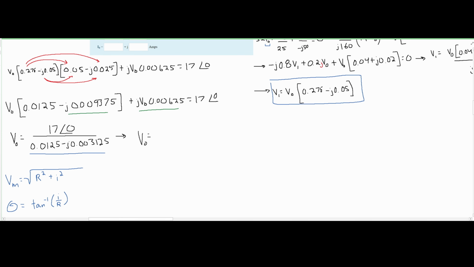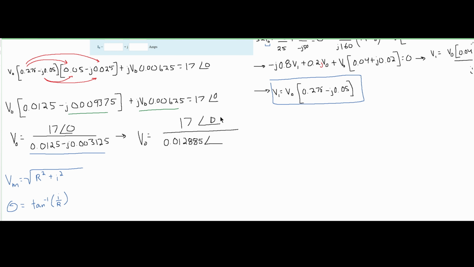We're going to have our V0 is equal to 17 with our 0, and this is over, currently, if we did our Vm, it's going to give us 0.012885. Remember, these numbers are super important. Don't just round them here because we still have a lot left to go. And now we're finding our angle.